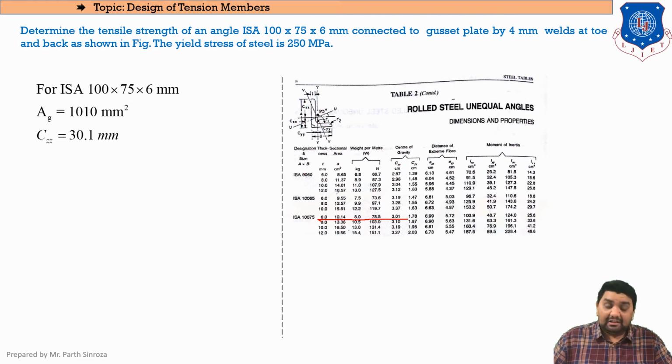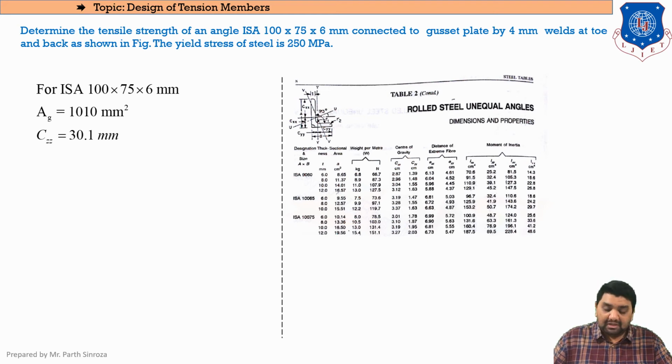And the CG, now CG will be calculated from this column, that is center of gravity. There are two center of gravity being mentioned, one is CXX and second is CYY. We will be always considering about the XX axis, so our ZZ will be XS as per our steel table. Clear? So our value will be 3.01 centimeter, that comes out to be 30.1 mm. So this will be our data that we will be finding from our steel table.